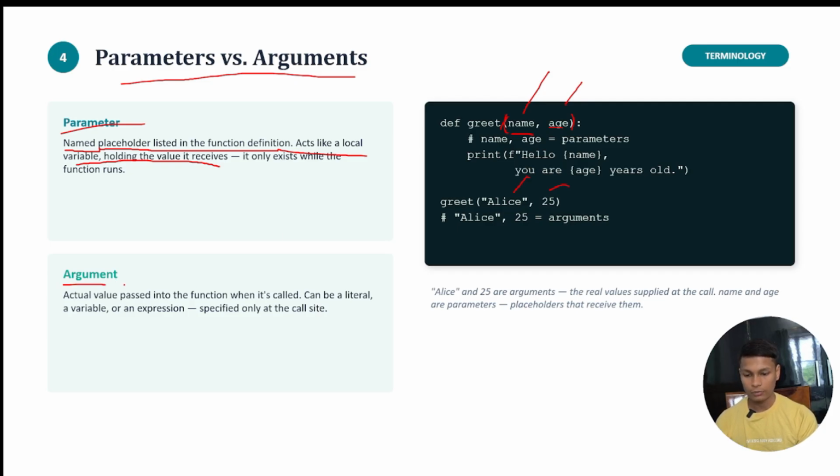And what is the argument? The argument is the actual value passed into the function when it is called. Same thing I am going to tell you here. Let's see this example and understand the difference between parameter and argument, which thing is called a parameter and which thing is called an argument. So let's see this.